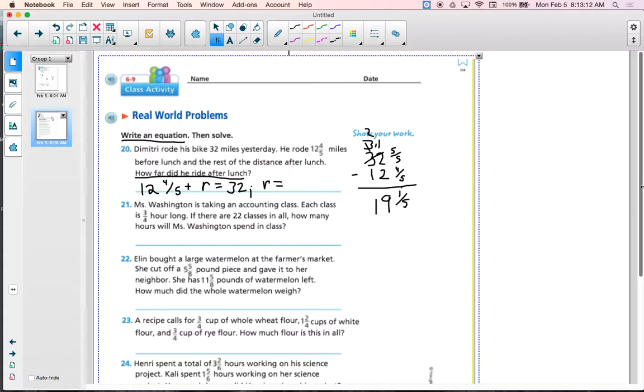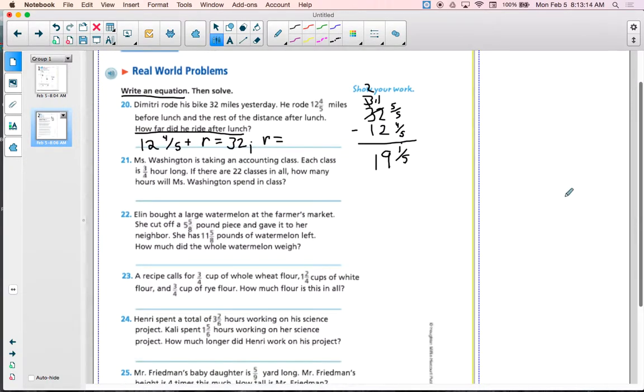All right? So I've given you a sample. I'd like you to try to do the rest of them on your own. Remember, read it carefully. Read it several times if you need to. Write an equation, and then solve the problem. It looks like there's a lot of mixed numbers and fractions and things in here. So give it a try. See how you can do, and we'll talk about it in a little bit.